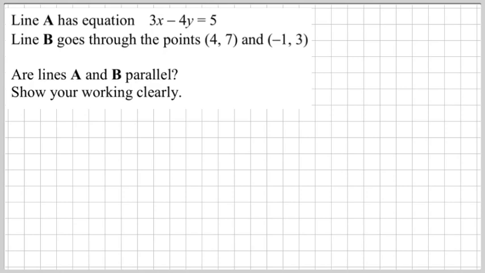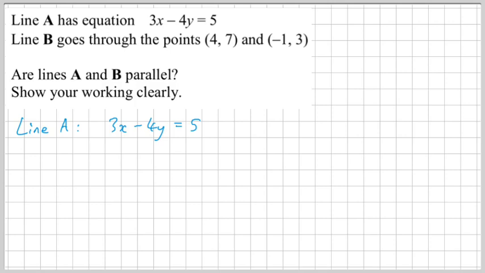So, a bit of exam technique. Don't just dive in with the algebra. Tell the examiner what you're doing. We're doing line A first, so write line A. Copy the equation out. Now we need to make y the subject so we can read off the gradient.